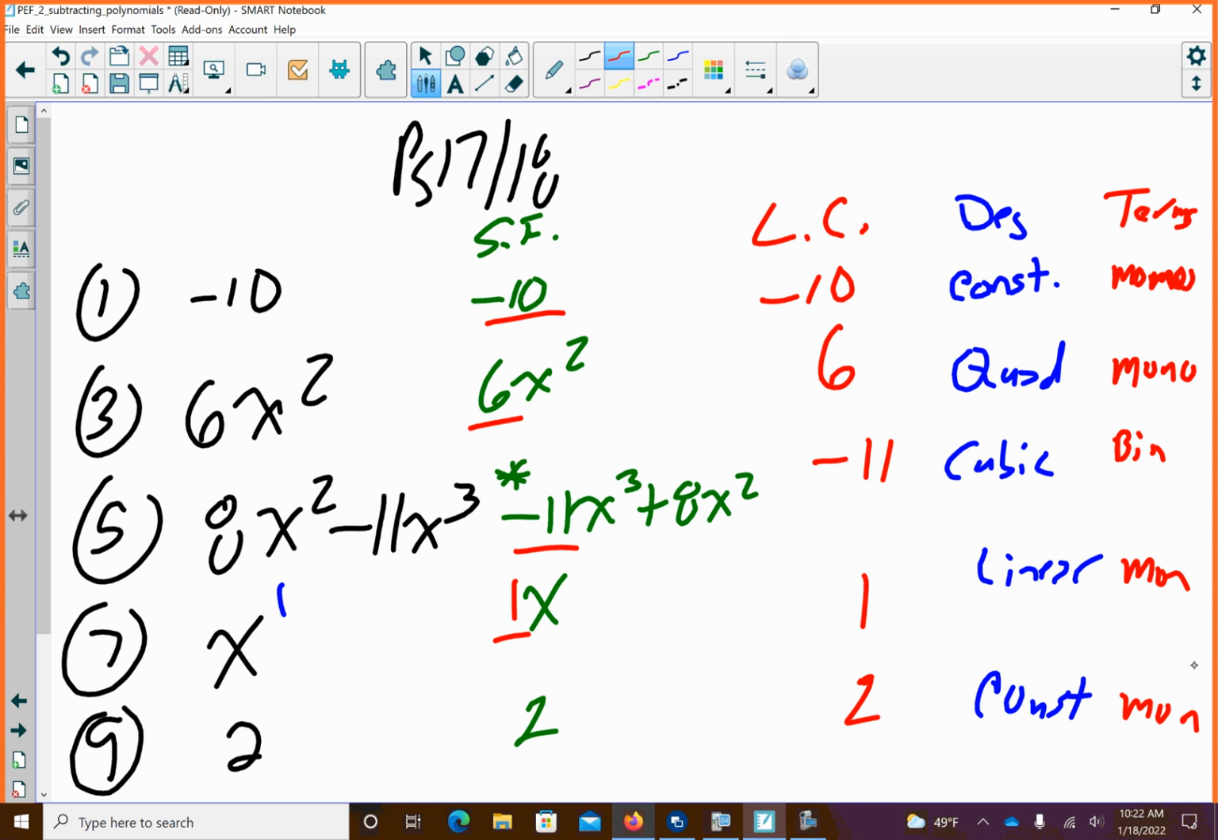And then this is also monomial. Okay? Does that help you out? And I'm pretty sure how you would see that on a test or quiz, it would be matching of some sort.